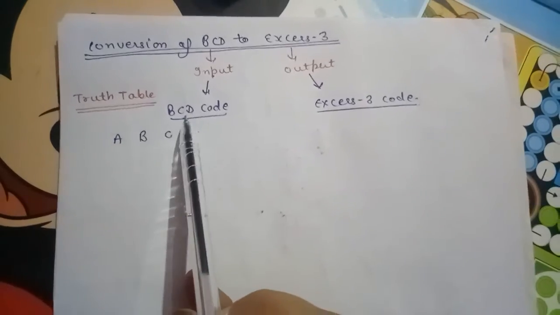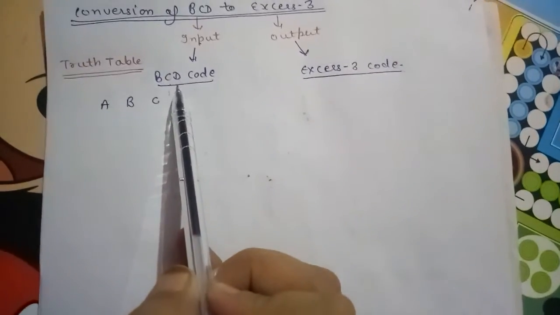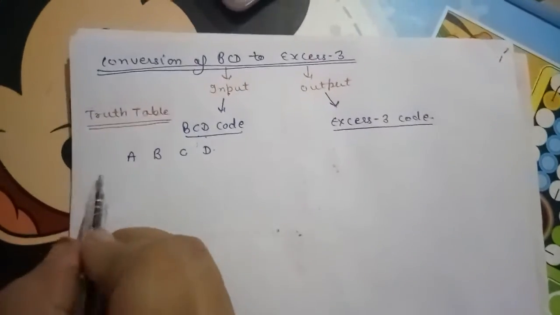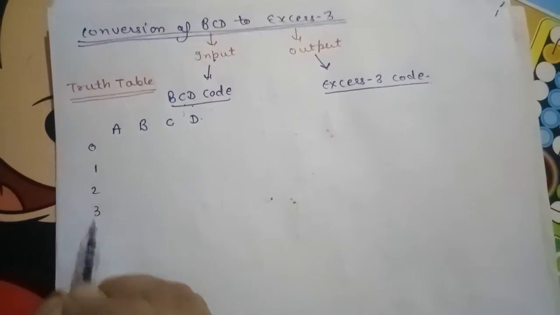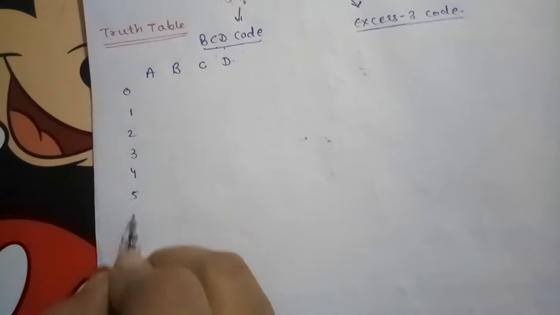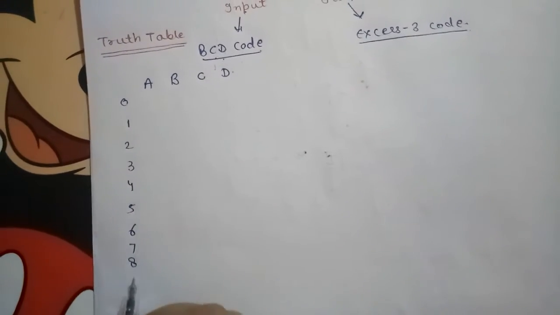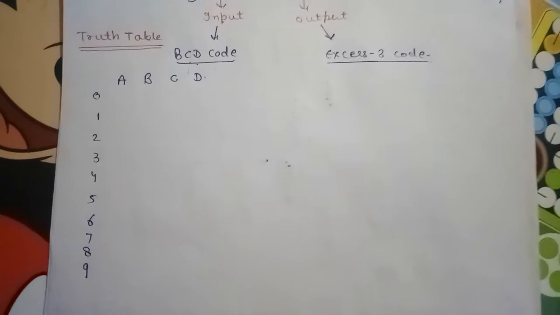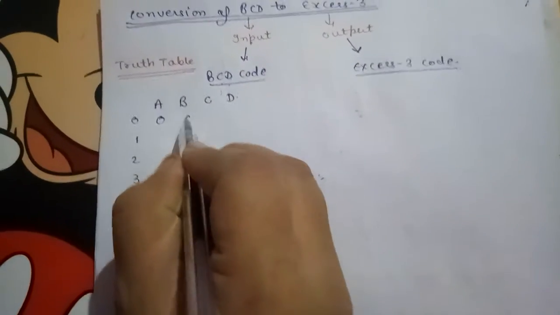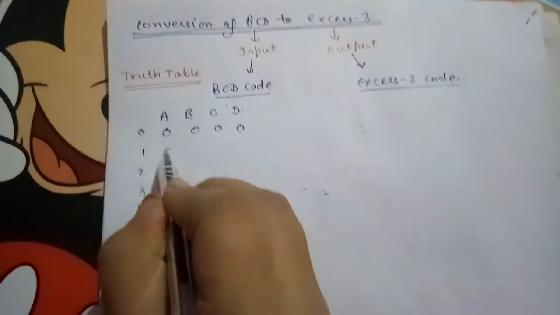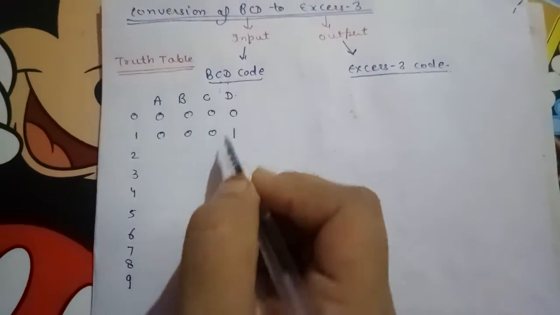We know the BCD code has the values from 0 to 9, right? So we'll write the values 0 1 2 3 4 5 6 7 8 9, right? Then fill the truth table with all the combinations of these values. We'll start from 0 0 0 0, then 0 0 0 1, and fill this complete table. So this is the complete truth table for the BCD code.